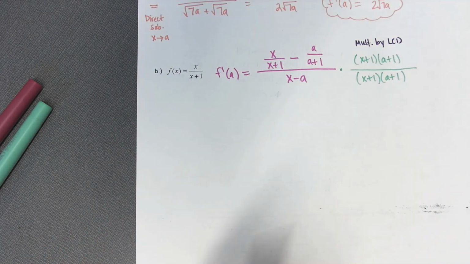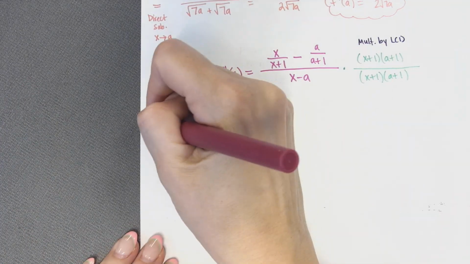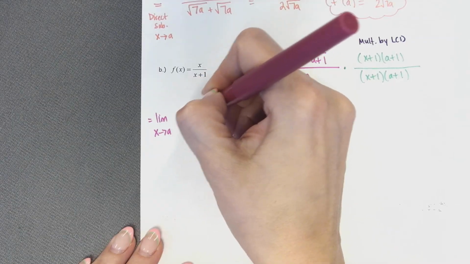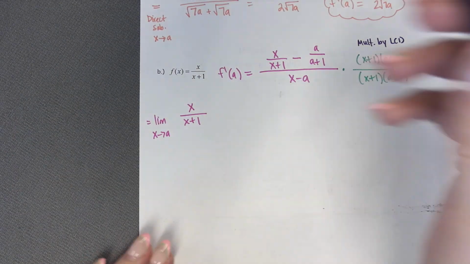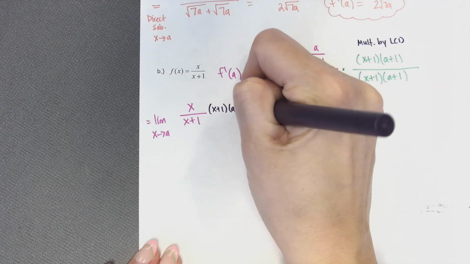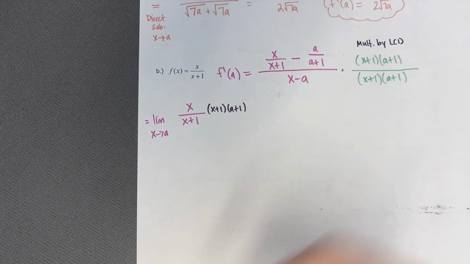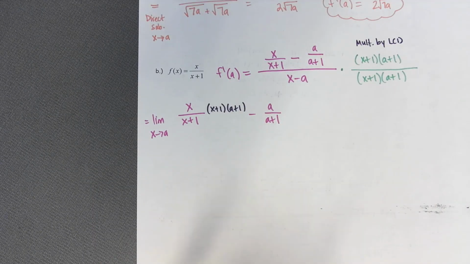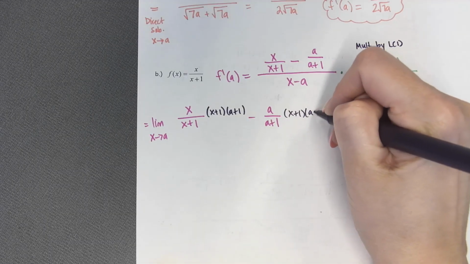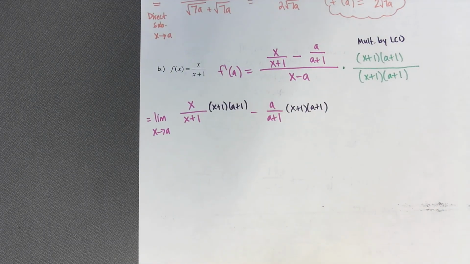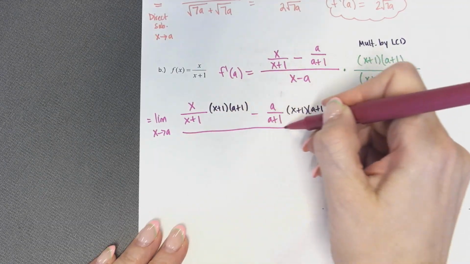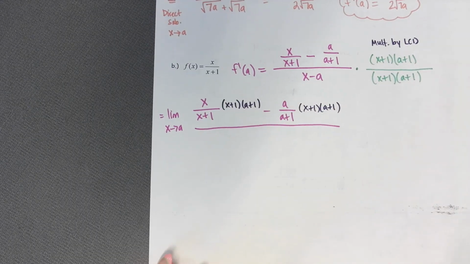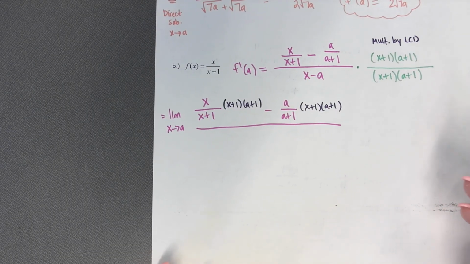So the limit as x goes to a of x over x plus 1, that gets multiplied by the x plus 1 times the a plus 1, and then it's minus a over a plus 1. The reason why I like writing this out is I feel like people make fewer small mistakes this way when they can see what's canceling with each one. You can't just cancel all of these out for both of them. You have to do the distribution process.